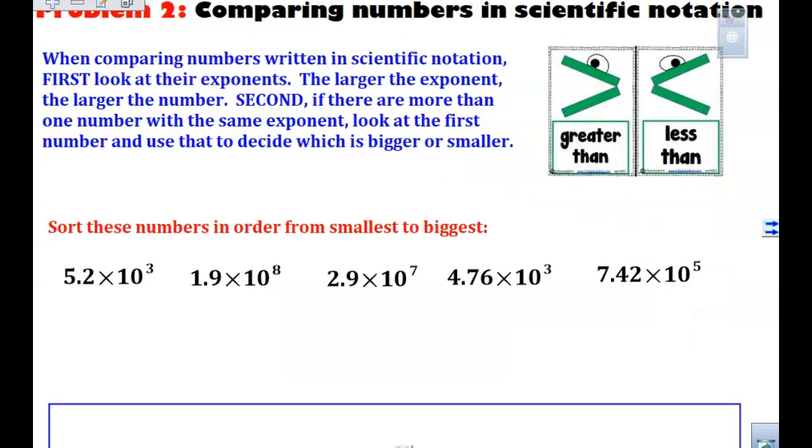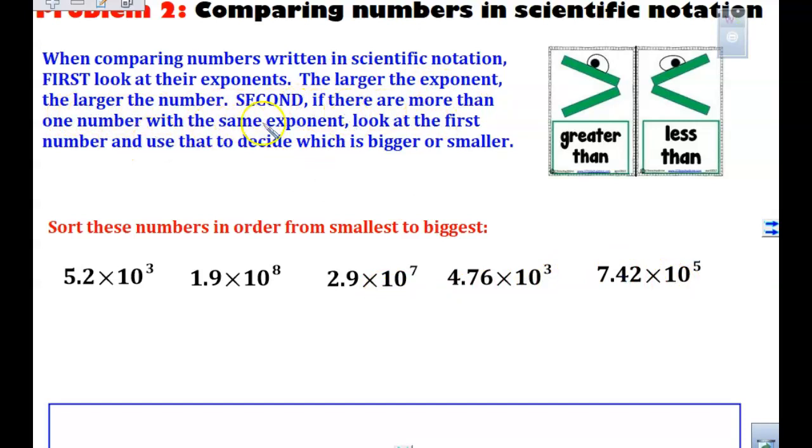So now we are going to be asked to compare. And I was talking with Ms. Krenz. She said you guys have been comparing already, right? It says when comparing numbers written in scientific notation, first look at their exponents. So if we are going to put these from smallest to biggest, we want to look at the exponents first. We have 3, 8, 7, 3, and 5. The larger the exponent, the larger the number.